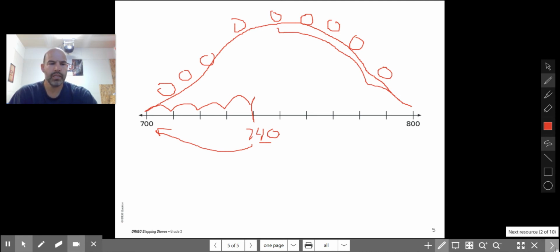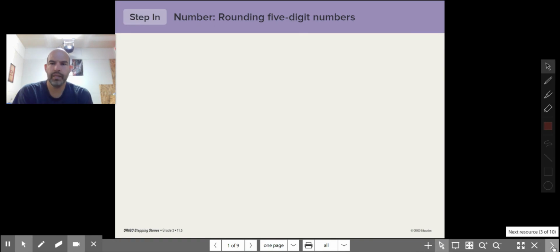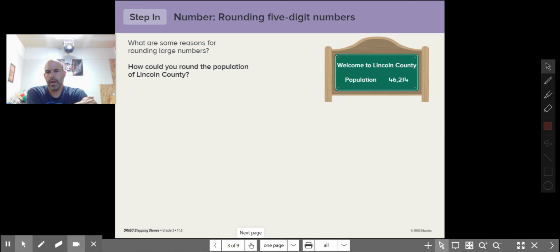Okay, so let's take this to the lesson. We're going to look here at our step in, and it says round 5-digit numbers. So let's take a peek at this. It says, what are some reasons for rounding large numbers? All right. So right here it says, welcome to Lincoln County, population 46,214. So sometimes we round big numbers so that we can maybe get close to an exact number, but not the exact number.